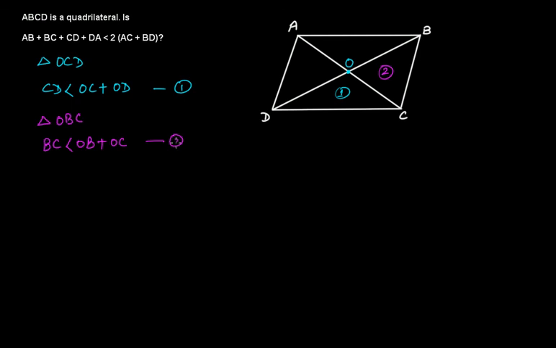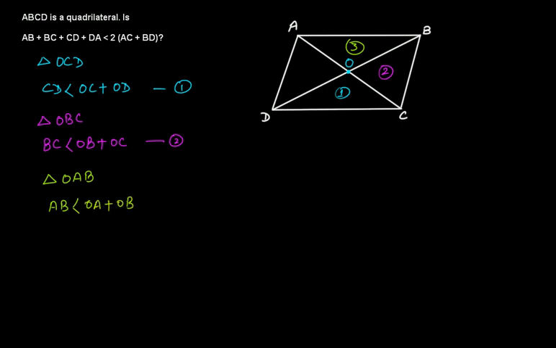This is the second. Now, if we take this third one, the third triangle is triangle OAB. In this triangle, OA plus OB will be greater than AB. In other terms, we can say that AB is less than OA plus OB.